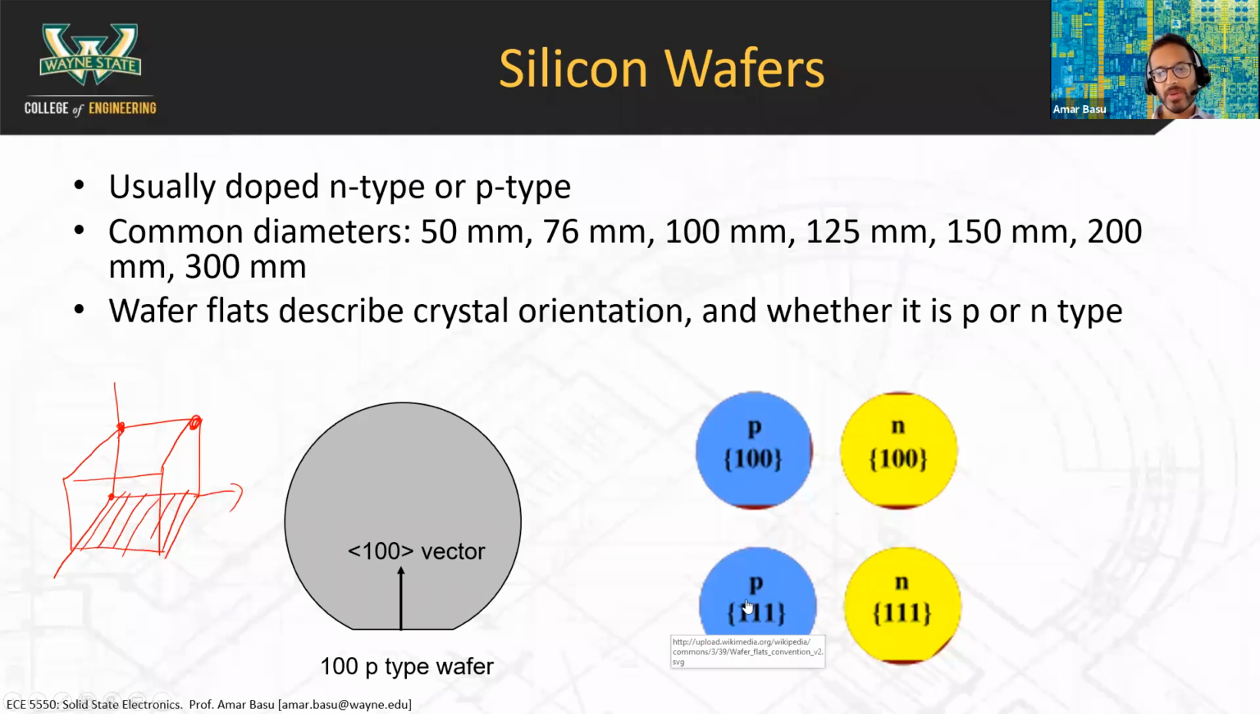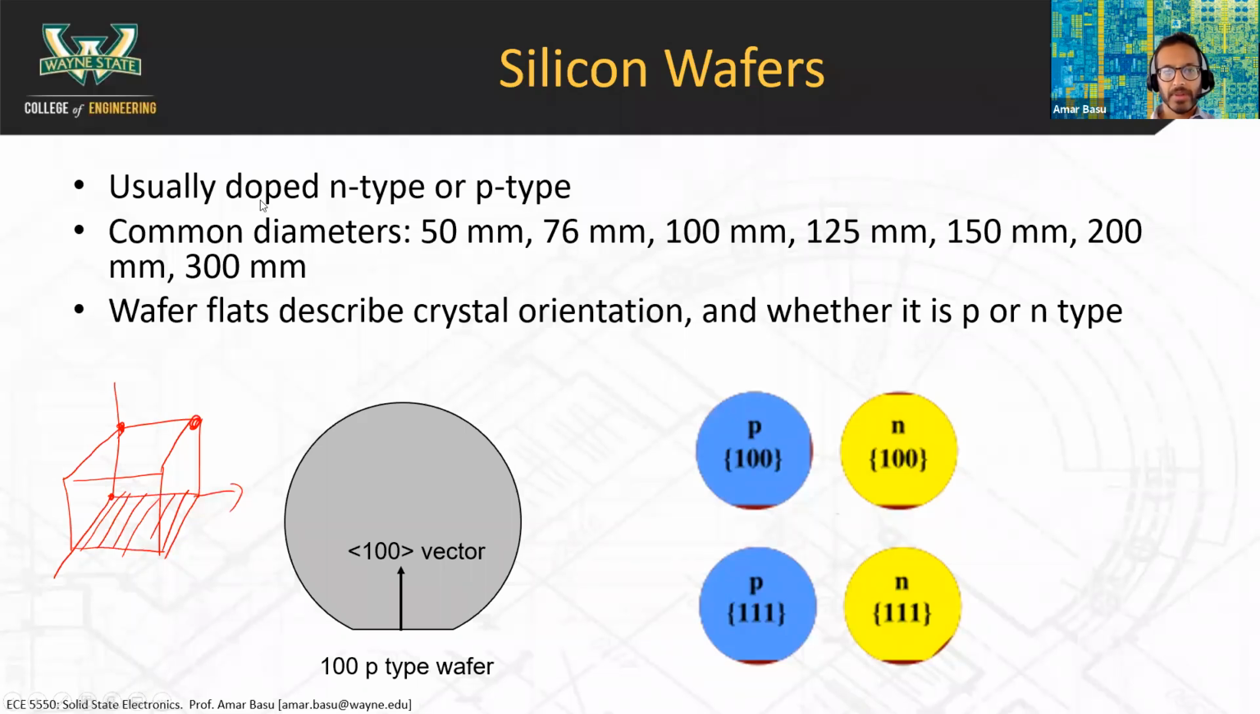You could also have wafers that are along the 111 planes, which means you have to cut kind of diagonally like this in order to get a 111 wafer. 111 wafers are more expensive. They're less commonly used. 100 wafers are the most common. And these are just some examples of what the wafer flats might look like, depending on what orientation of semiconductor wafer you have.